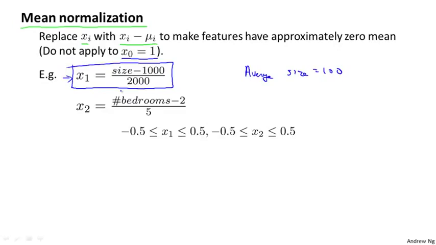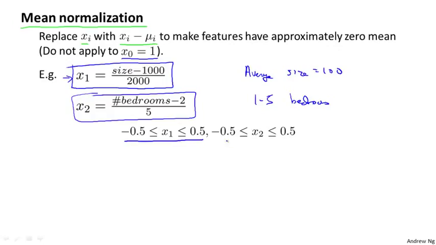And similarly, if your houses have 1 to 5 bedrooms, and if on average a house has, say, 2 bedrooms, then you might use this formula to mean normalize your second feature x2. In both of these cases, you wind up with features x1 and x2 that can take on values roughly between -0.5 and +0.5. It's actually not true, x2 can actually be slightly larger than 0.5, but close enough.